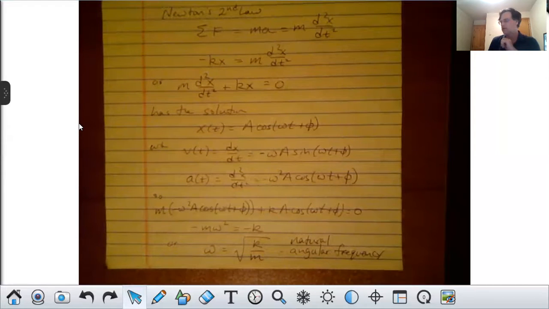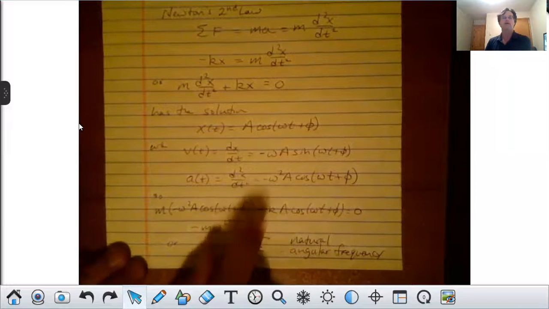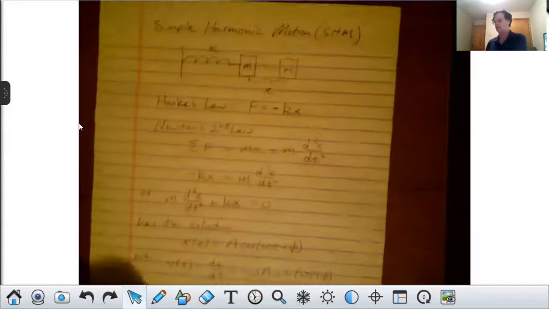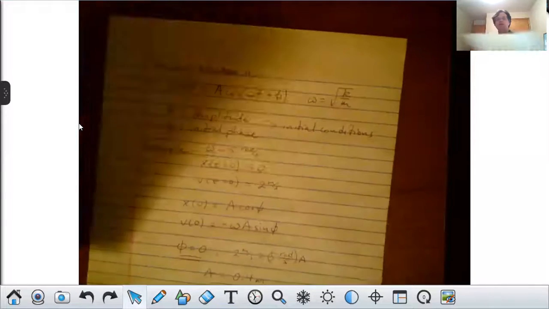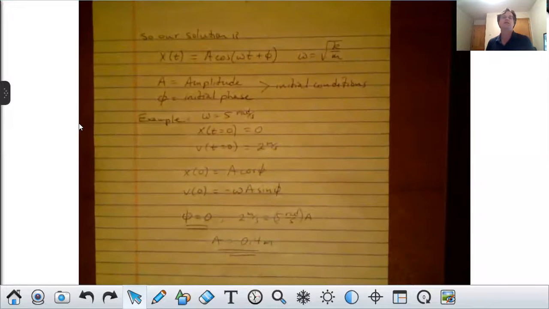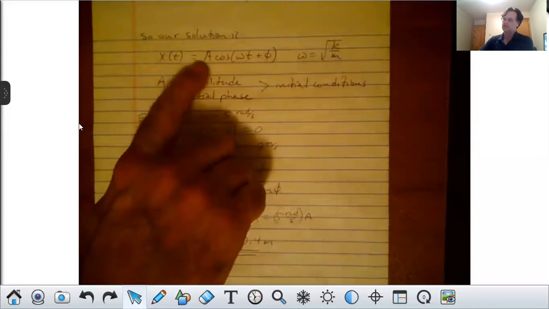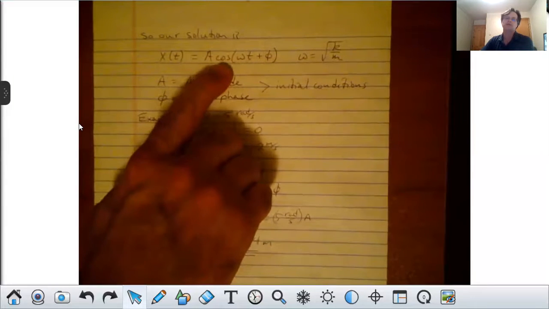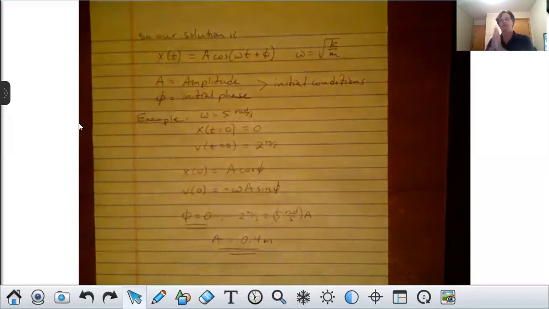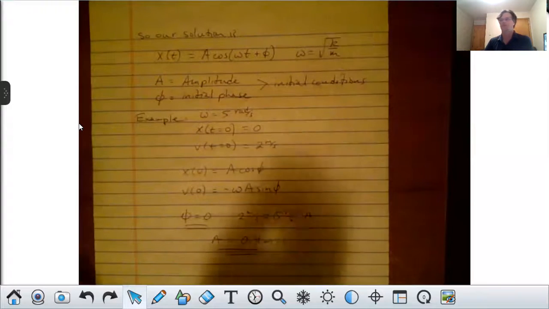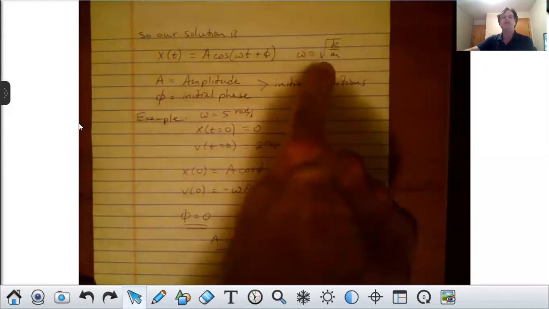And it comes directly from Newton's second law, from getting the solution. So what I have shown here is that the solution for a mass connected to a spring is a cosine. Now it could be a sine, right? I mean, sine and cosine are the same, they're just shifted from one another. And the natural angular frequency is the square root of k over m.